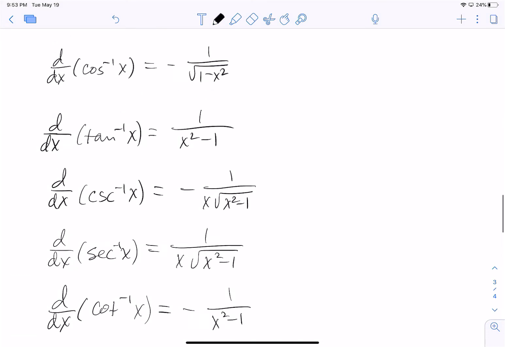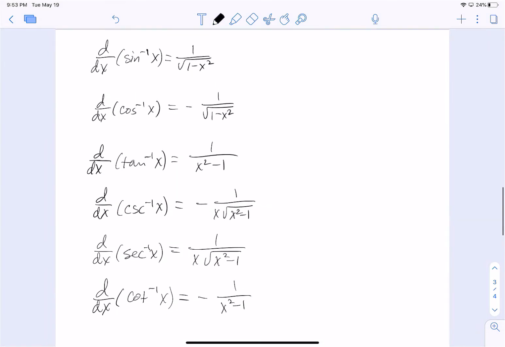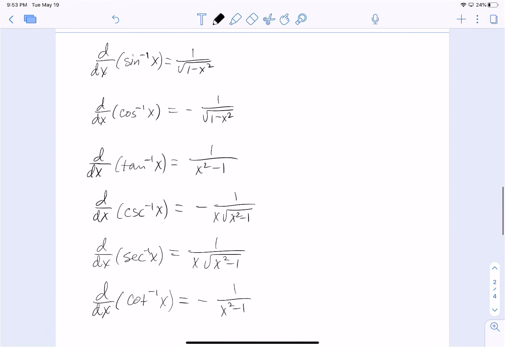Well, folks, once we have differentiation rules, we have integration rules. Because the derivative of the inverse sine of x is 1 over the square root of 1 minus x squared, the integral of 1 over the square root of 1 minus x squared dx must equal the inverse sine of x plus our constant. Let's skip the cosine for now.